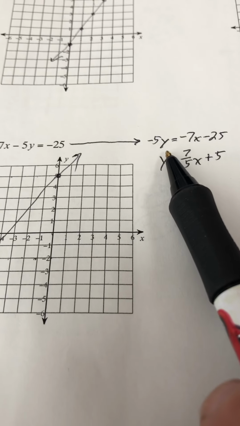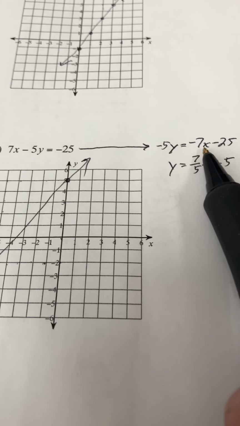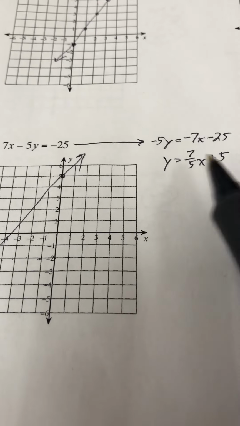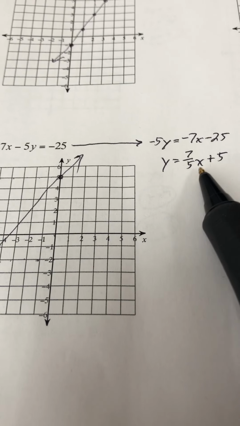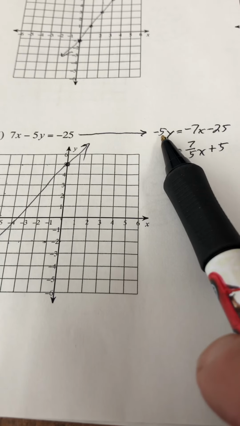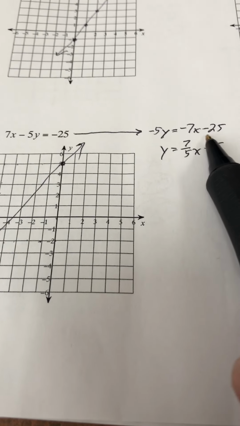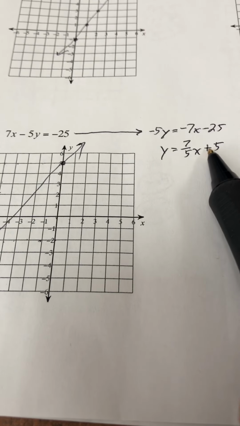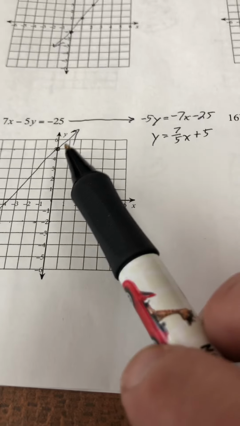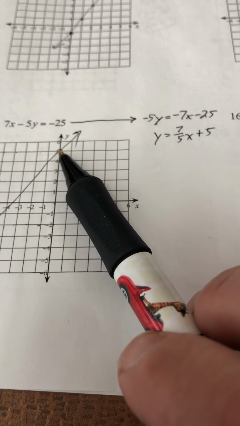I'm getting y by itself, so I subtracted 7x from both sides, and then I divided by -5 from both sides, and I end up with y equals 7/5 x plus 5. The -7 divided by the -5 made it positive. -25 divided by -5 made that positive also. So my y-intercept is plus 5, so I go to where y equals 5 and I put a point there.